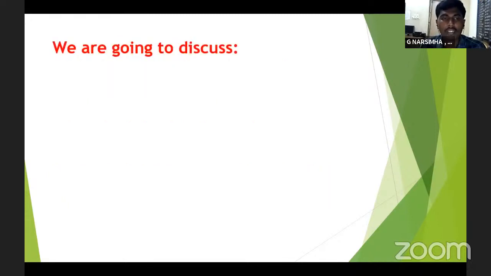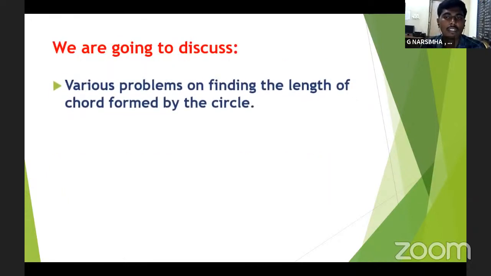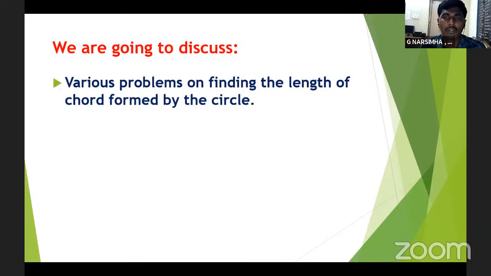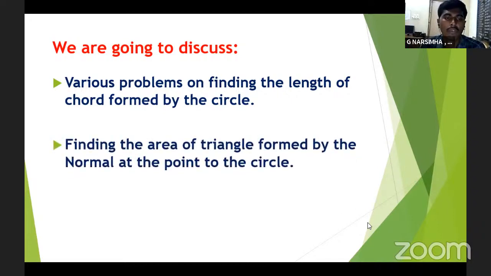In this session, we are going to discuss various problems on finding the length of chord formed by the circle, especially in exercise 1c, and finding the area of triangle formed by the normal line at the given point to the circle, and some miscellaneous problems.